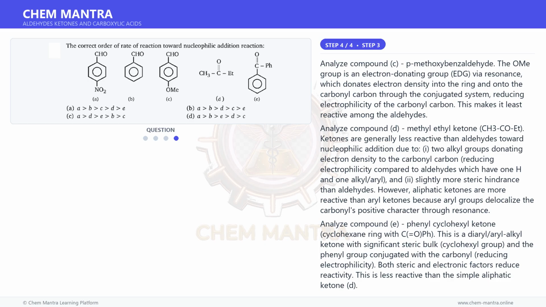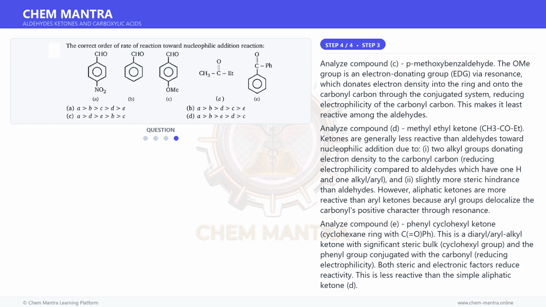Analyze compound C, p-methoxybenzaldehyde. The OMe group is an electron-donating group, EDG, via resonance, which donates electron density into the ring and onto the carbonyl carbon through the conjugated system, reducing electrophilicity of the carbonyl carbon. This makes it least reactive among the aldehydes.